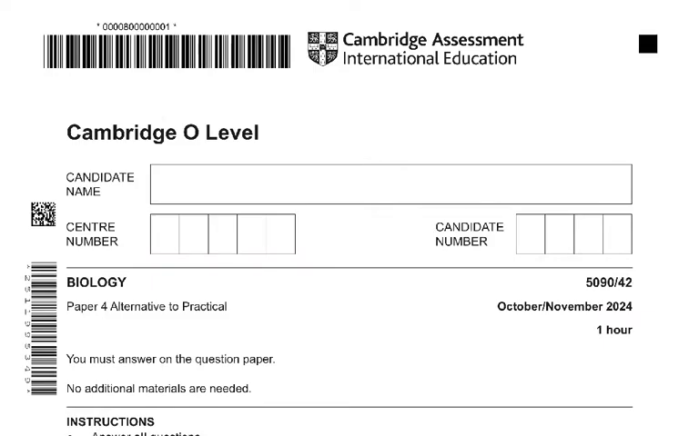Bismillahirrahmanirrahim, November 24, 4-2. This paper is for 1 hour and it is for 40 marks. So you must know.